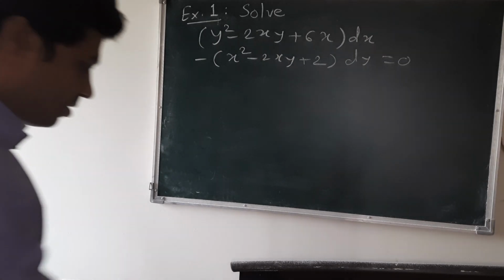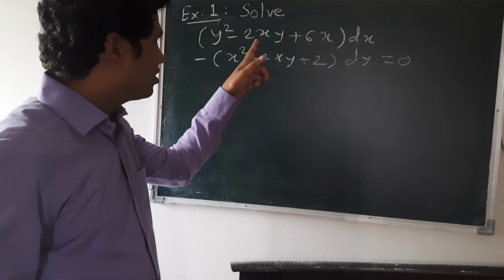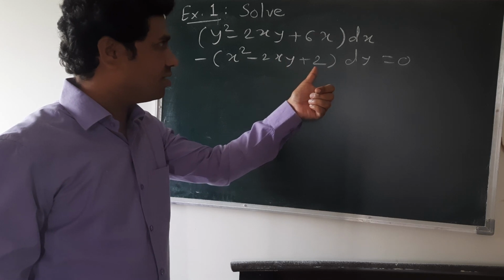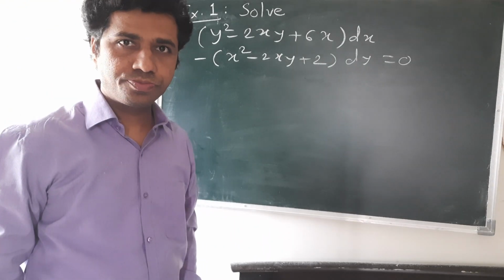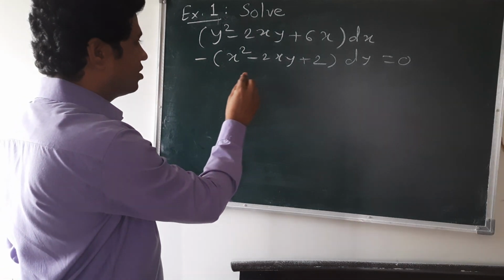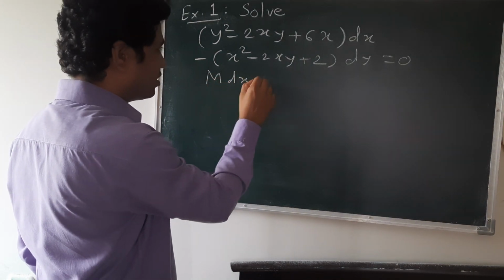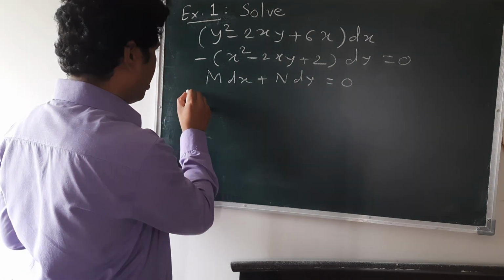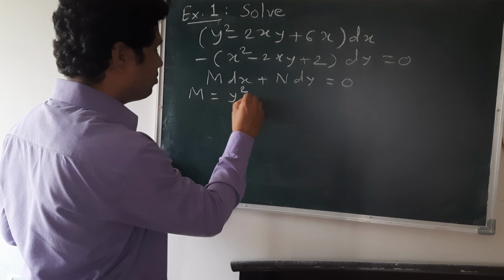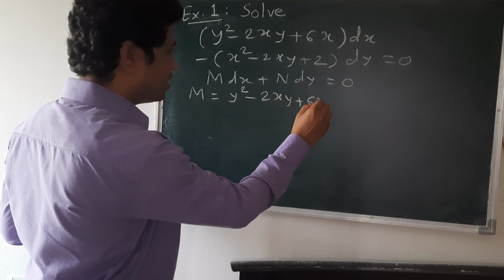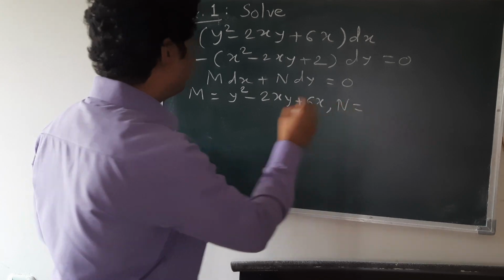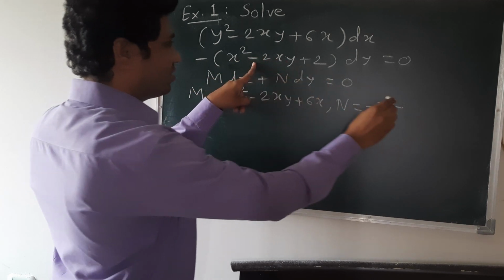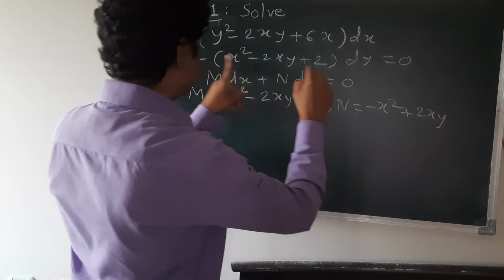Consider first example, (y² − 2xy + 6) dx − (x² − 2xy + 2) dy = 0. We compare this equation with standard form M dx + N dy = 0, so that M is y² − 2xy + 6x and N is −x² + 2xy − 2.